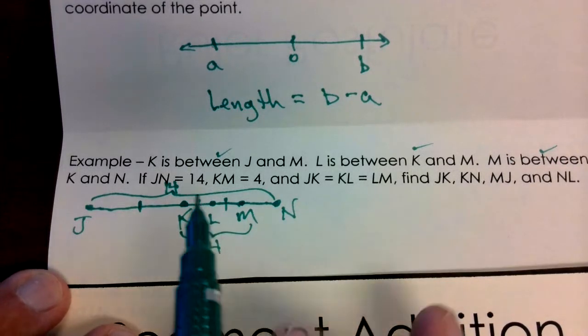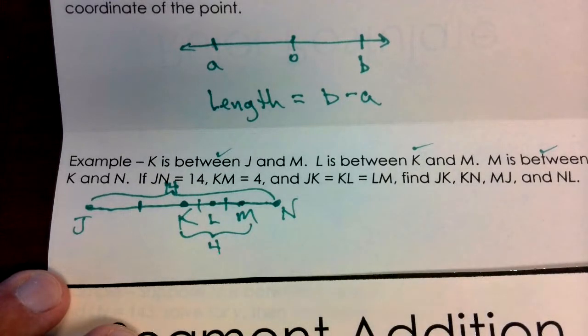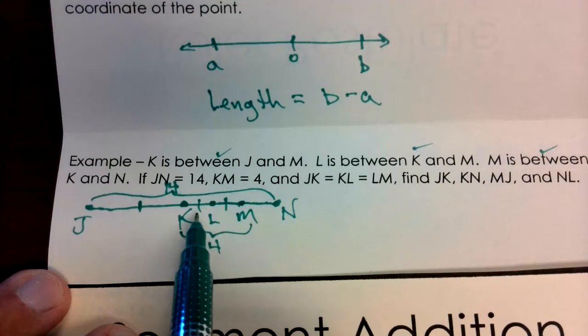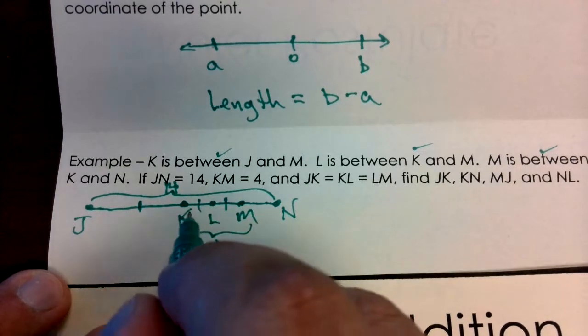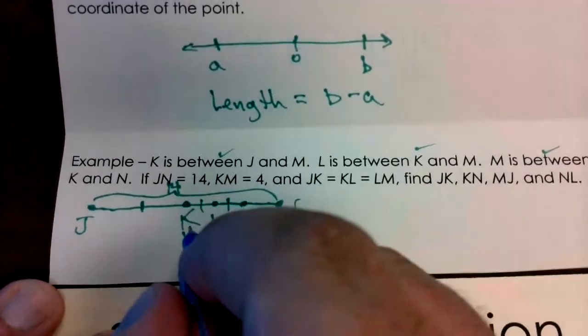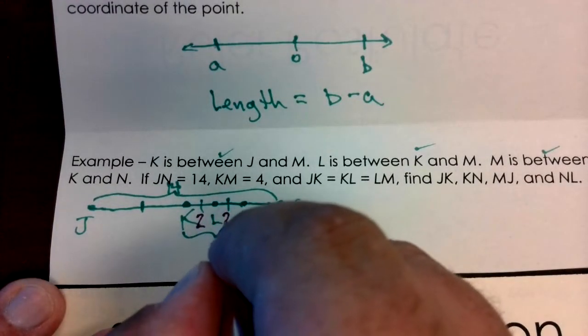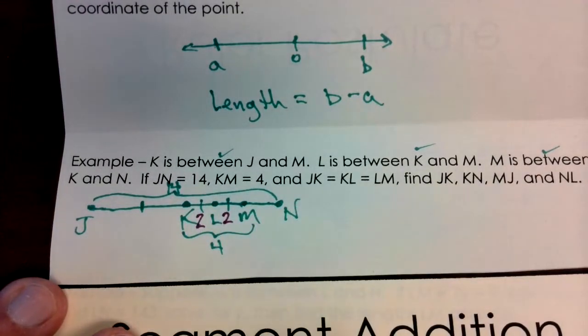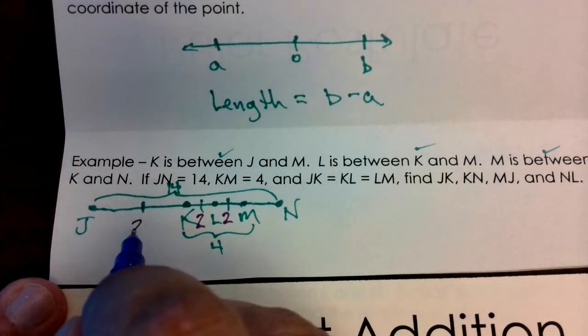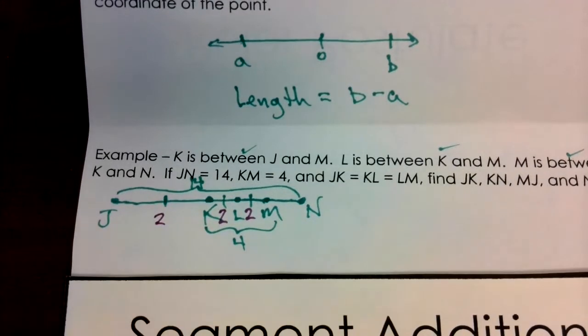It's kind of the cheater way to get around not having to redraw it, but it saves us a lot of time. Now, KM is 4, and we just said these two parts are equal. That means these two parts are both going to be 2. So I'm going to put 2's right in there. Nice thing is JK also has to be 2 because it says it's equal to those other two. So just because I drew it wrong doesn't mean that it's not the same.